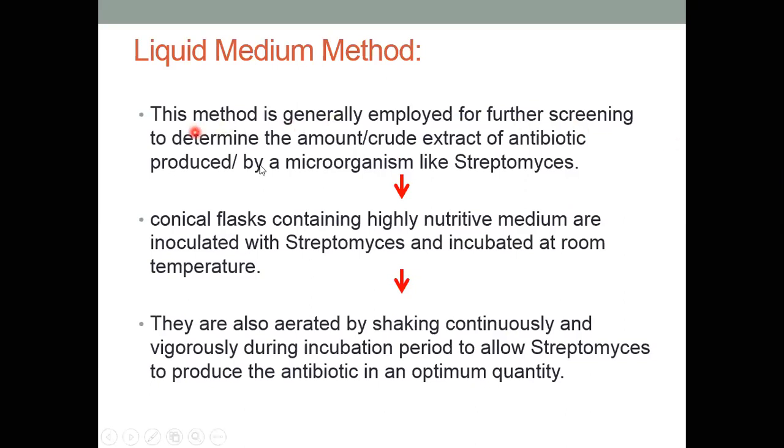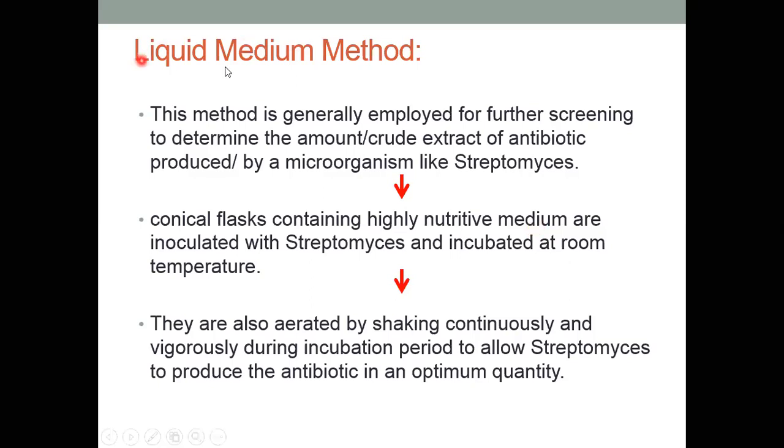So what this method would do: you would take a conical flask and add a very good nutritious media, then you're going to inoculate Streptomyces and incubate at room temperature. They are also aerated and shaken so that there's very good growth of Streptomyces. So you're going to let more and more growth take place.